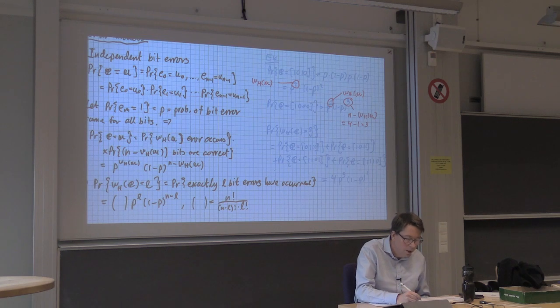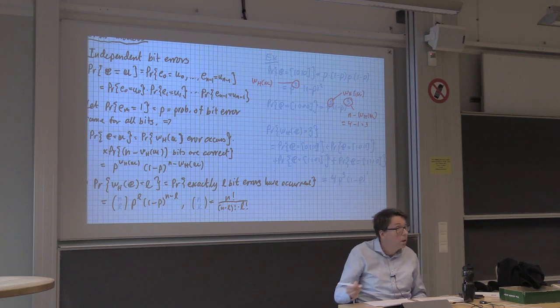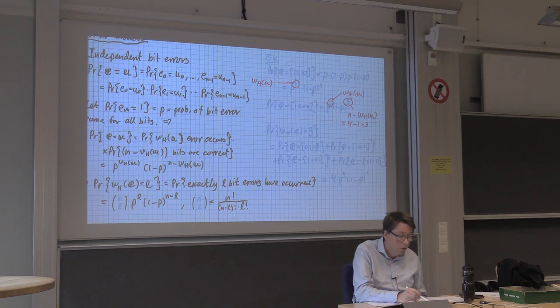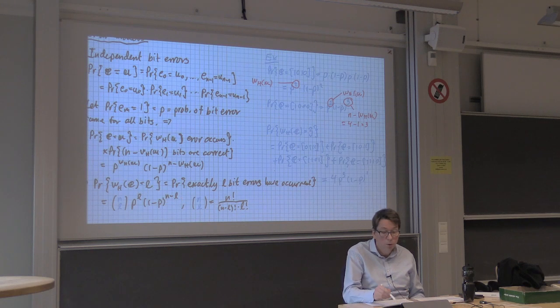Sorry for this. It should be N, choose L, right? We have N and we choose L. I think the equation is correct though. Okay, so the general equation here: the probability that we have exactly L bit errors is N choose L, P to the L, 1 minus P to the N minus L, which is exactly what we had here in this example.